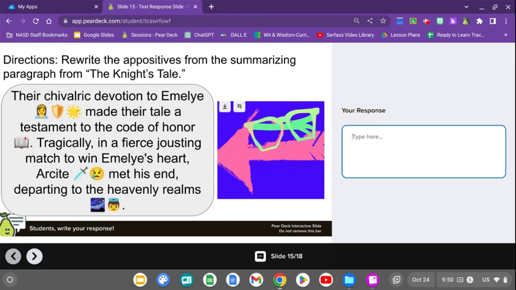Please take a moment and find the appositive in this paragraph and write it to the side. Please do so now.